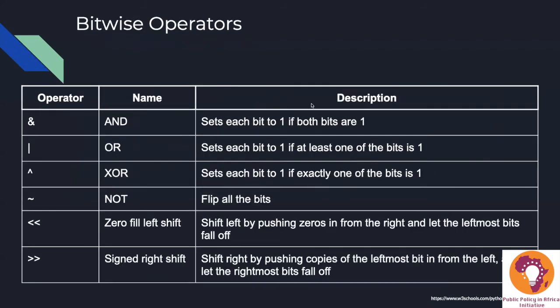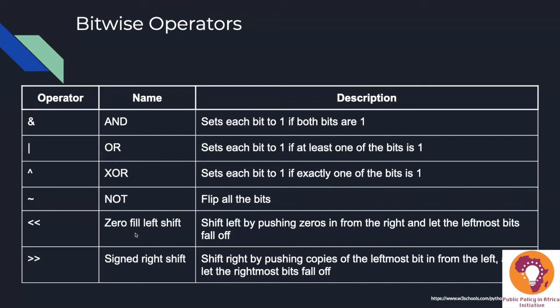Okay, and then we have our bitwise operators. I already explained what these are in the previous slide. I guess this is just a little out of order, that's my bad. So we have the ampersand operator, whose name is and. It sets each bit to 1 if both bits are 1. Or is the pipe, and it sets each bit to 1 if at least one of the bits is 1. The caret is an exclusive or, XOR, which sets each bit to 1 if exactly one of the bits is 1. The tilde is a not, so it flips all the bits. If we had a bit string of 0, 1, 0, 1, when we not it, it is 1, 0, 1, 0.